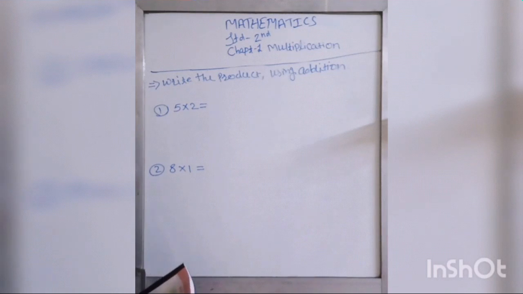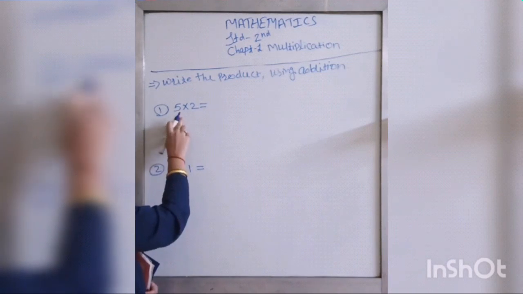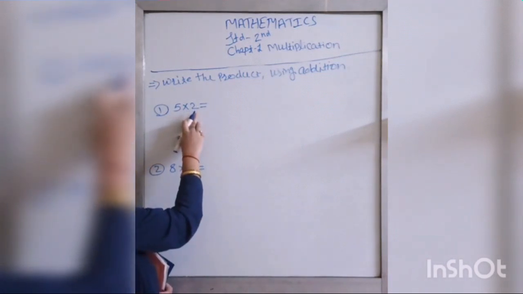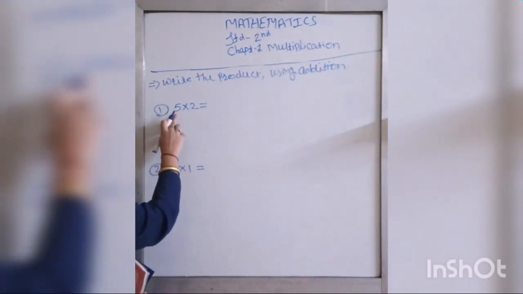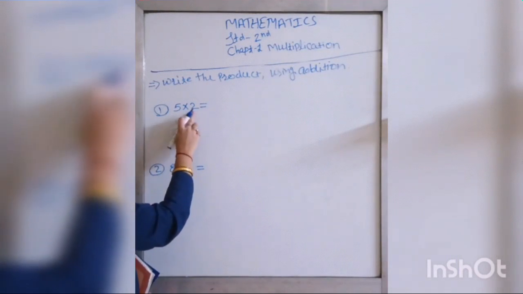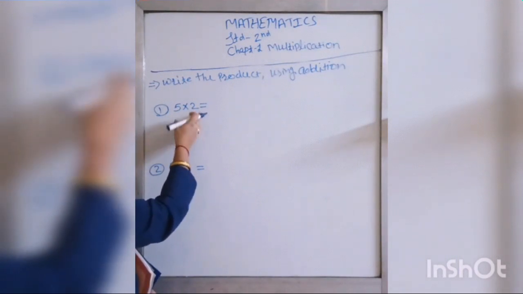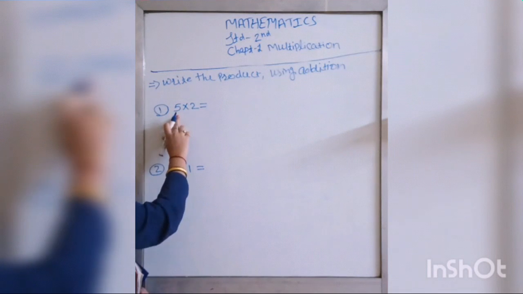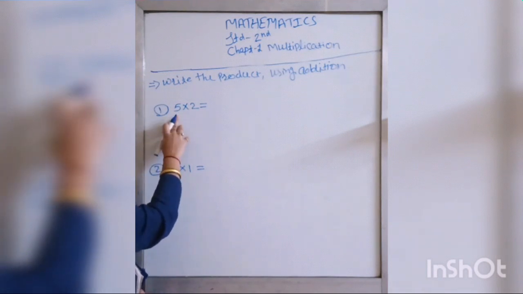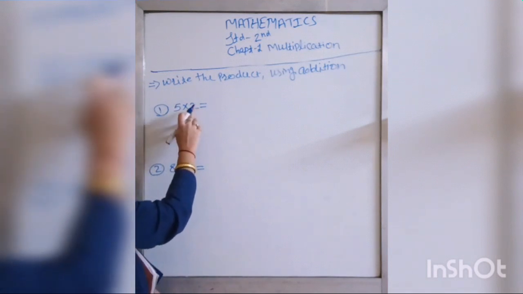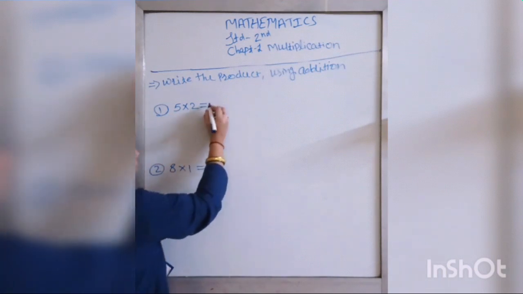See the next one. Write the product using addition. Product means after multiplication, the answer we find, that is the product. Now see the first one. 5 multiplied by 2. Here we are going to multiply 5 by 2. That means this 2 we will add how many times? 5 times. Or you can add this 5 two times.